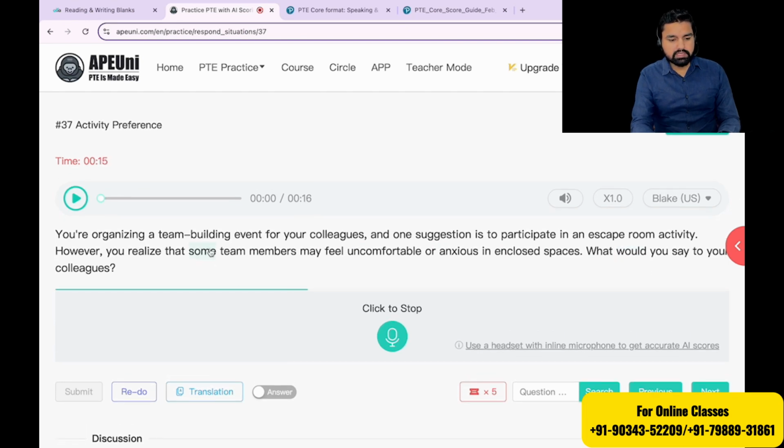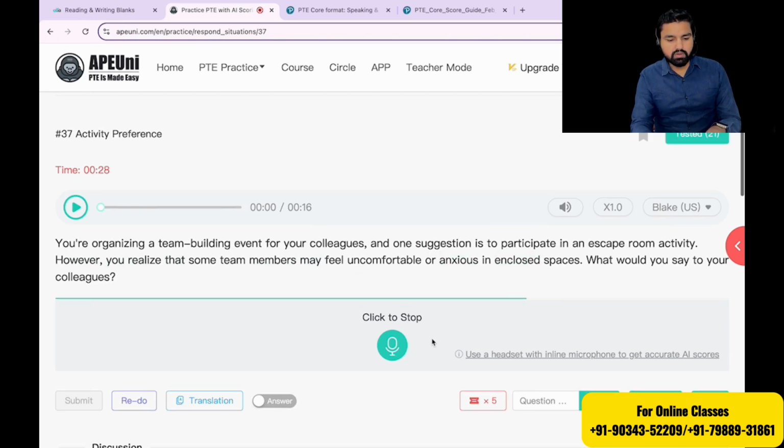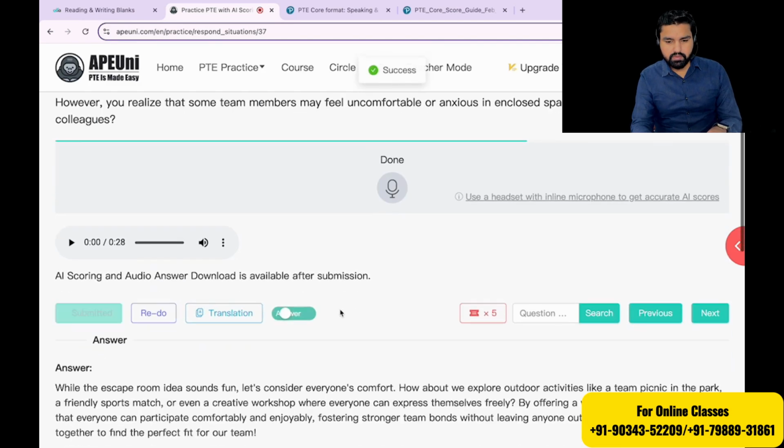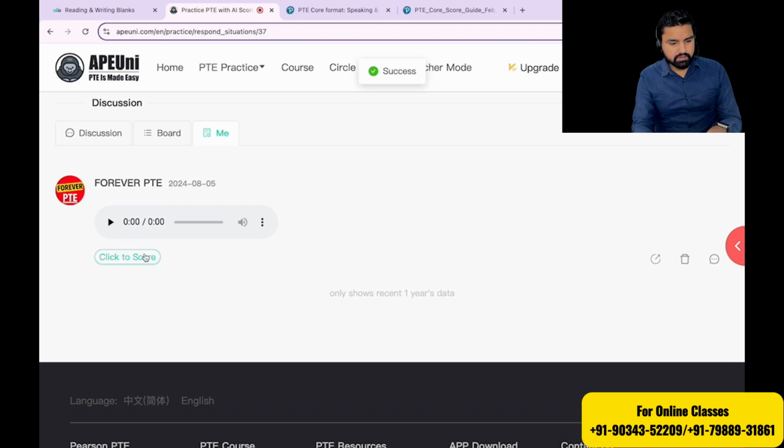I am organizing a team building event for my colleagues, and one suggestion is to participate in an escape room activity. However, I realize that some team members may feel uncomfortable or anxious in enclosed spaces. What would I say to my colleagues? Stop and submit. Let's see how many marks these applications give.